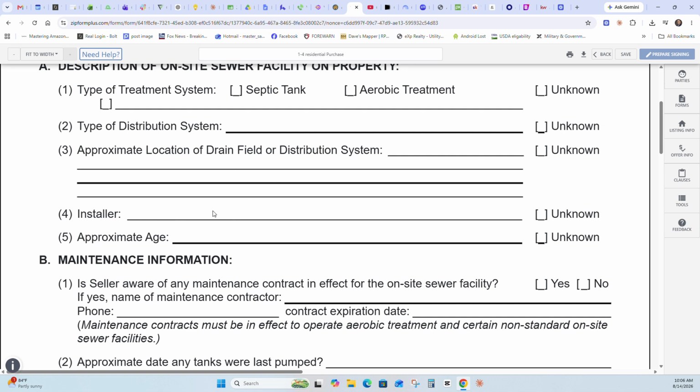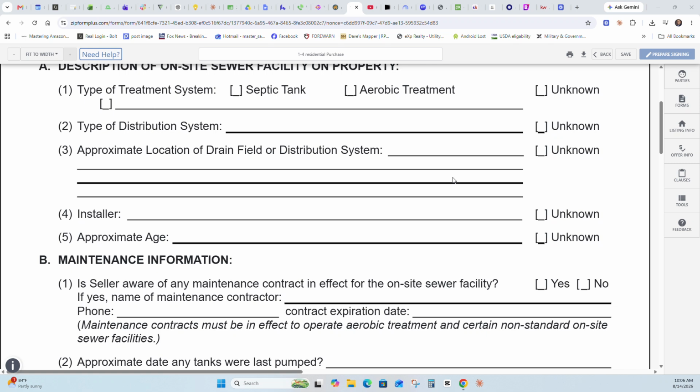If you know who installed your septic, it's good to have that in there. That way you know who put it in. If anything happens, you know who the manufacturer is, all that. And the age is very important. If you don't know, it's kind of frustrating for everybody because you need to know.